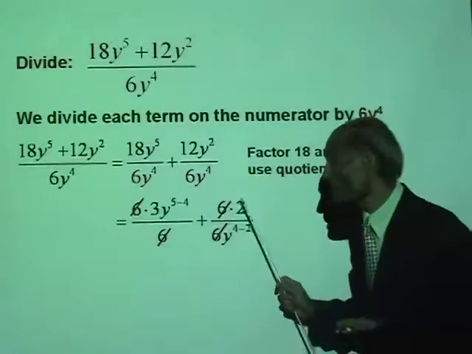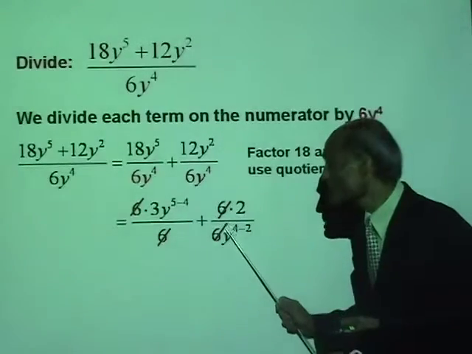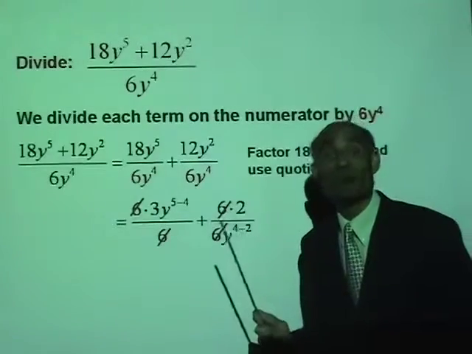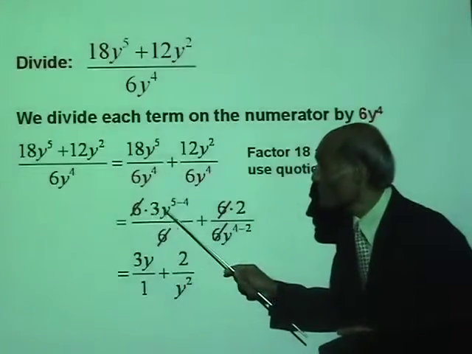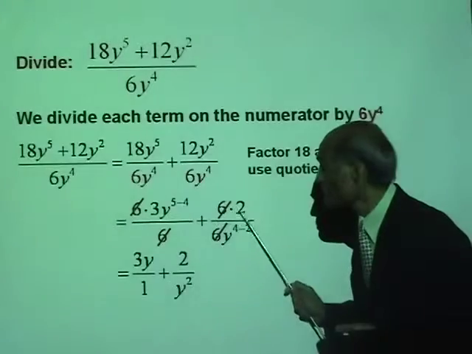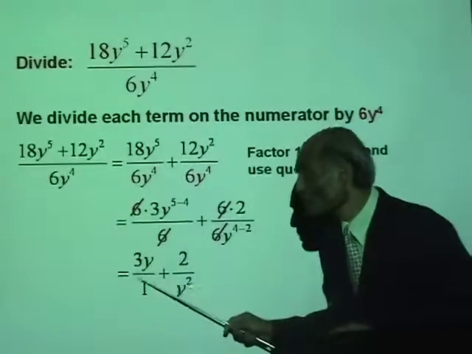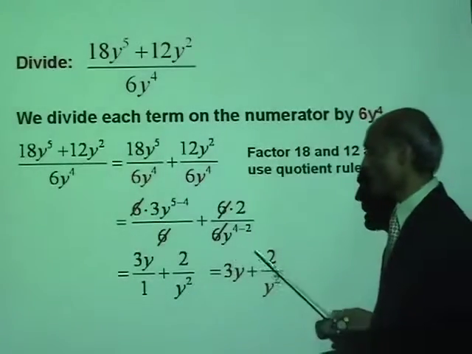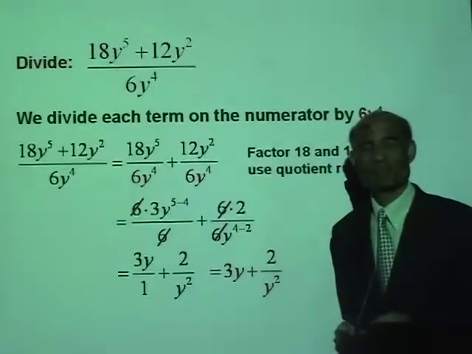For my second term, the numerator is 2 and the denominator is y to the power of 4 minus 2. That is y to the power of 2. So that will be 3y divided by 1 plus 2 divided by y squared. We don't write the 1 on the denominator. The answer is 3y plus 2 over y squared.